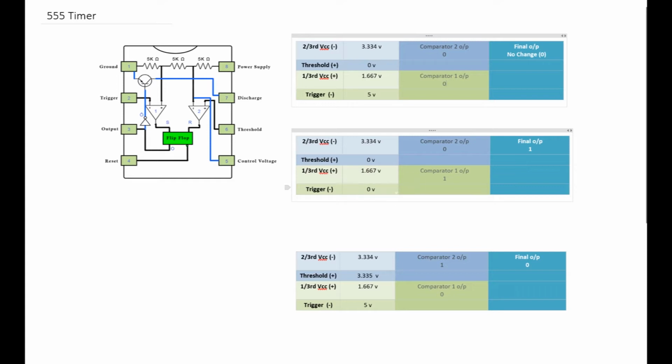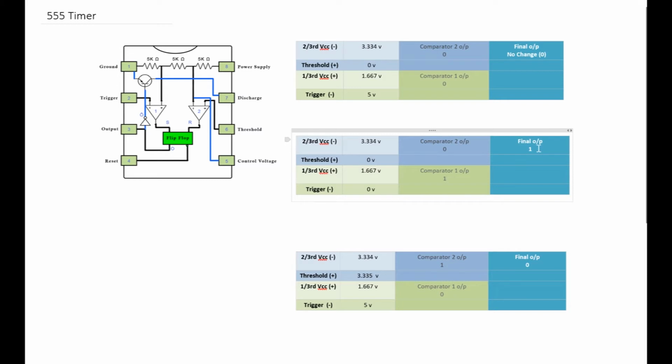Now the input to the comparator 1's inverting terminal becomes 0 volt. So now it's comparing 1.667 volts on the non-inverting terminal and 0 volts on the inverting terminal, which gives us a 1 out. 1 is the comparator 1's output. 1 is the set for the flip-flop, so the flip-flop gets set and we get an output of 1.